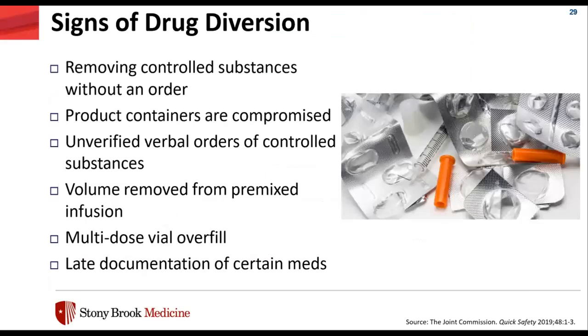So what are signs of drug diversion? If a coworker is constantly removing controlled substances without an order, if you see that product containers are compromised, if unverified verbal orders of controlled substances are being placed constantly and removed from the automated dispensing cabinets, if you notice volumes removed from pre-mixed infusions, if there's multi-dose vial overfill, and if there's consistent late documentation of administration of certain medications, these can all point to a drug diversion picture.